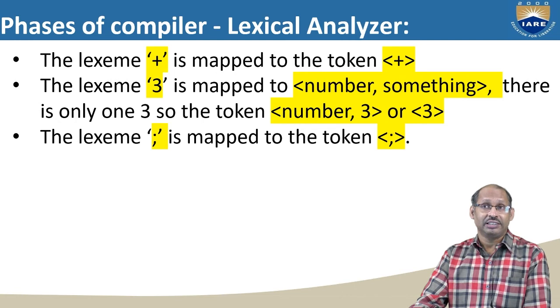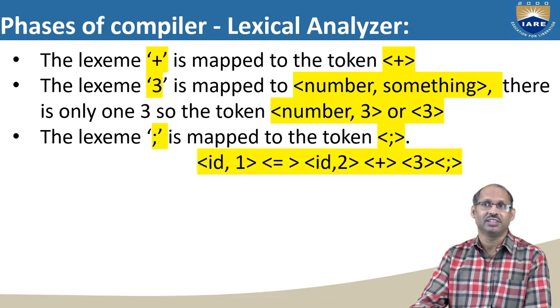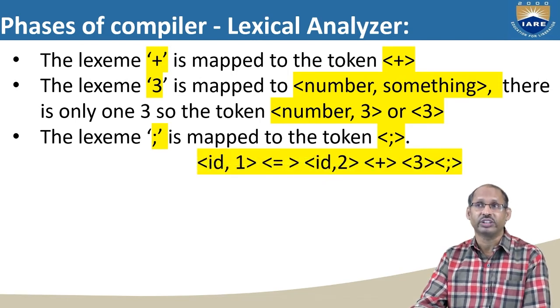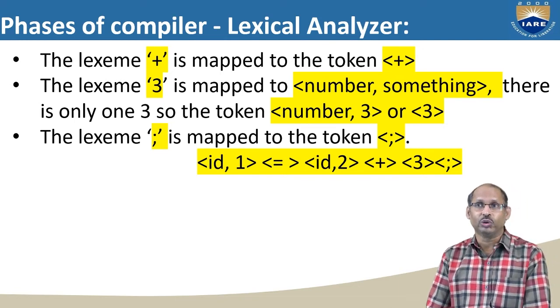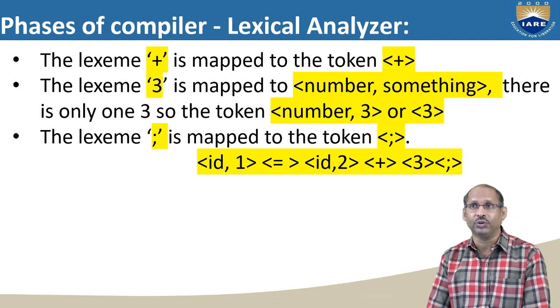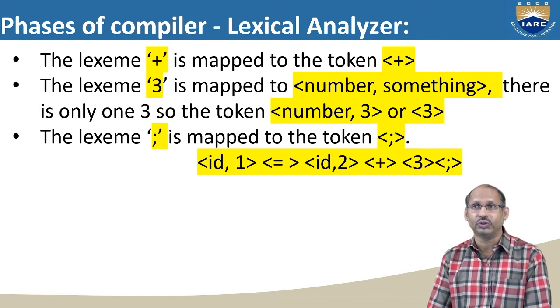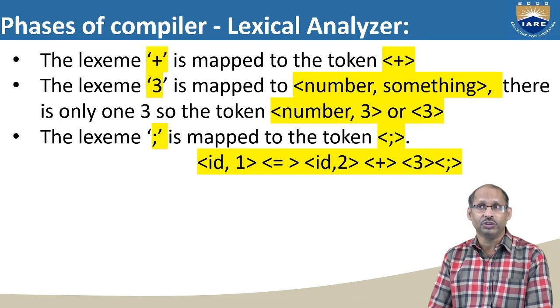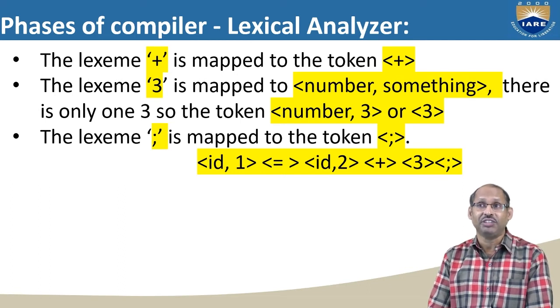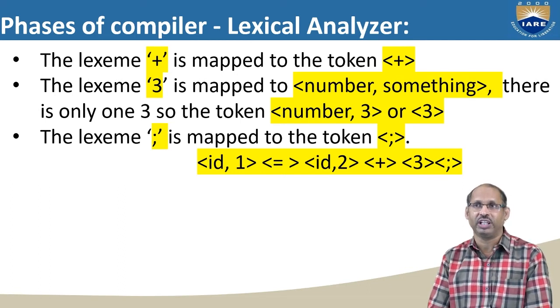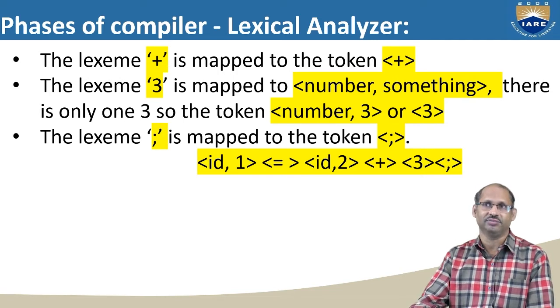Then the input of the lexical analyzer is a sequence of characters and the output of the lexical analyzer is a sequence of tokens. The first token is identifier. Second token, assignment operator. Third token is identifier. Fourth token, operator plus sign. Fifth token, number 3. Sixth token, semicolon. So the final output of the lexical analyzer is a sequence of tokens.